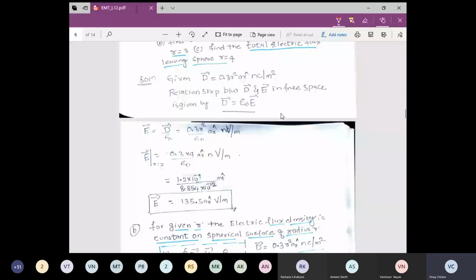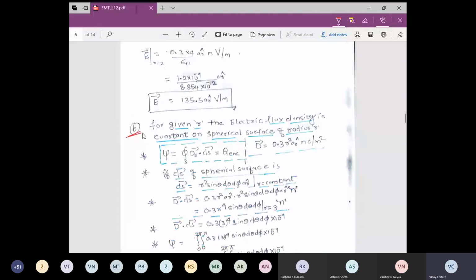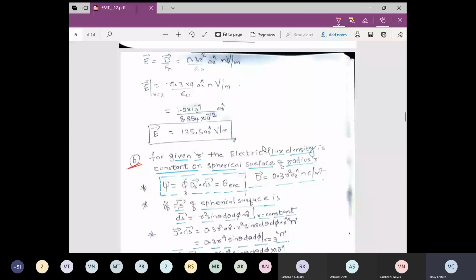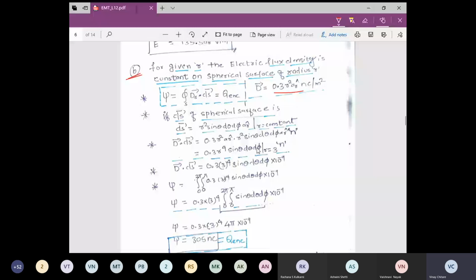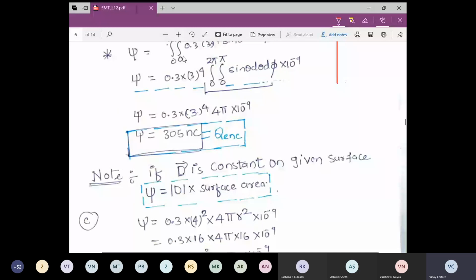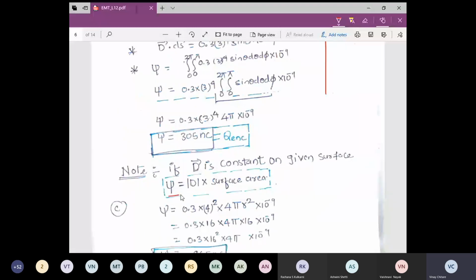I said one trick here: if the flux density is really constant on the given surface, it is really not necessary to do all this integration. You can simply say that the flux leaving, or charge enclosed, is equal to flux density times the surface area. This works only if the flux density is constant on that surface. If it is not constant, we have to perform the integration.